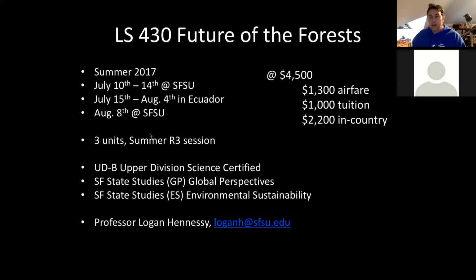You'll earn 3 units of academic credit. This course will also satisfy certain university requirements. It's certified for the upper division science requirement. It also meets the undergraduate upper division SF State studies requirements for environmental sustainability and global perspectives. And the price of about $4,500 will include everything from your airfare to your accommodations, your food, and your transportation, all of that within Ecuador, as well as the 3 units of summer school registration.